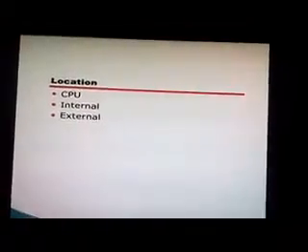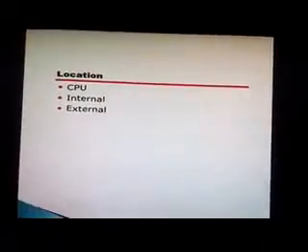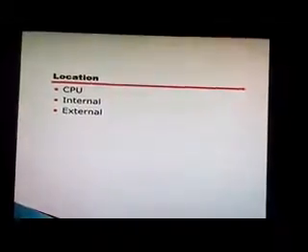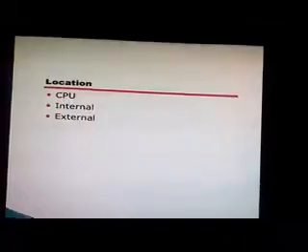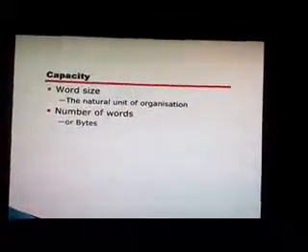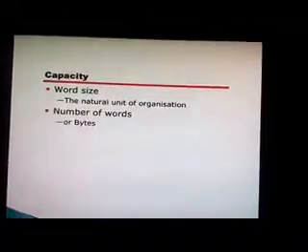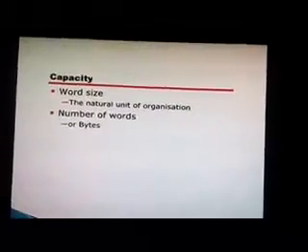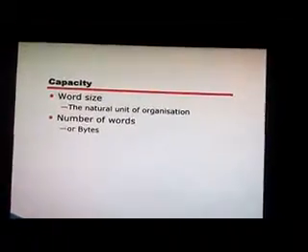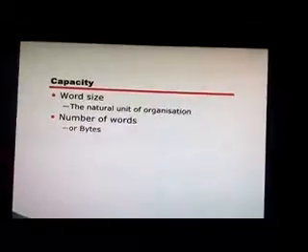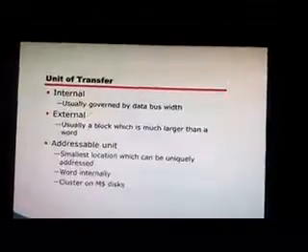Location. There are three main parts of location: the CPU, or central processing unit, internal, and external. Capacity is divided into two. Word size. Word size is the natural unit of organization and the number of words or bytes.